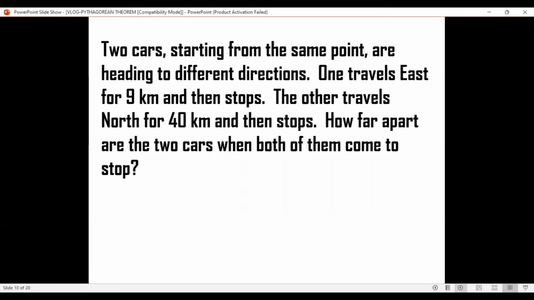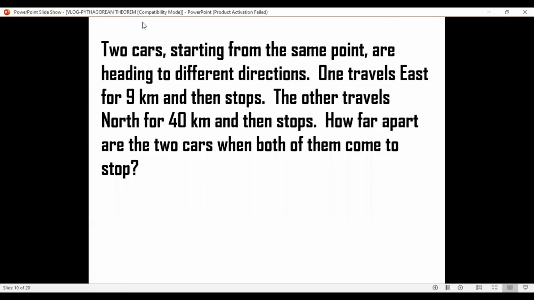Two cars starting from the same point are heading to different directions. One travels east for 9 kilometers and then stops. The other travels north for 40 kilometers and then stops. How far apart are the two cars when both of them come to stop? So this is a certain problem where you could actually use your knowledge on Pythagorean theorem.